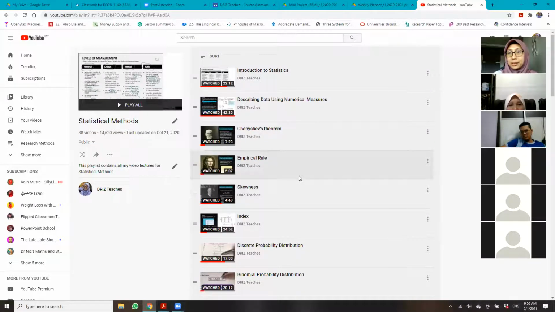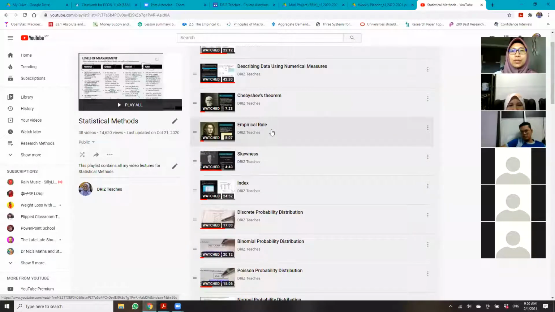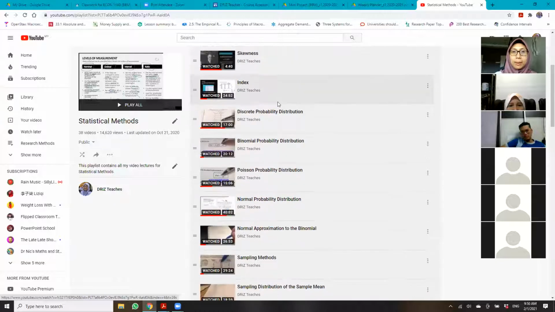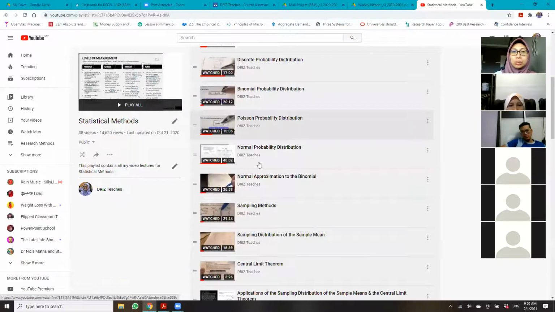Remember your application earlier? The applications you can choose here. Either you do Chebyshev's or empirical rule. These two. Or you can do probability. These are all probability. Any of them, you choose. You already know the concept, but now you apply the concept using your data. That's the difference. Your own data that you collected, you use. You can make up any questions you like, understand? As long as you can apply. That's why it's called application. You apply your data.